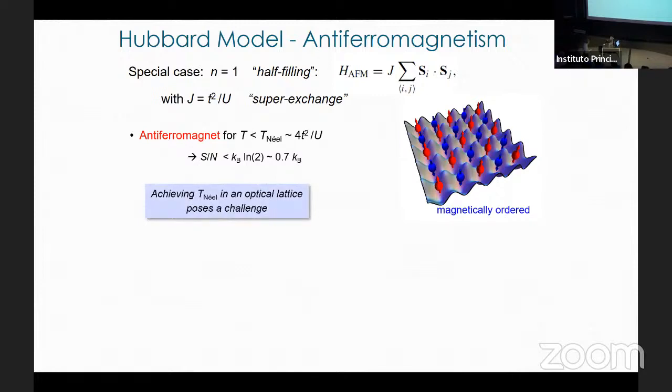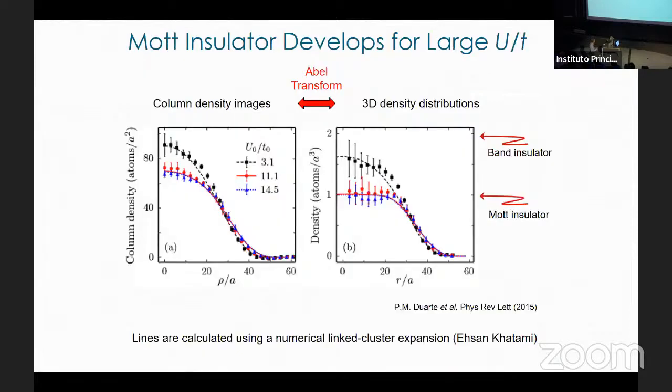Okay, so getting the temperatures low enough to approach this regime has been challenging, to say the least. And none of the groups that have been in this business have gotten very far below the Néel transition temperature. So let me show you what our results were.